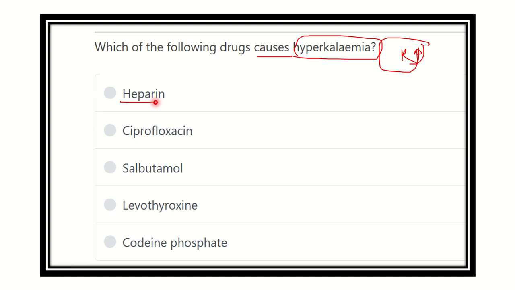So here the options are heparin, ciprofloxacin, salbutamol, levothyroxine, and codeine phosphate. So first of all, to know about the potassium, we have to know about the normal body distribution of the potassium. So let's see the body distribution of the potassium. That means the proportion of the potassium in the ECF, ICF, or other areas.